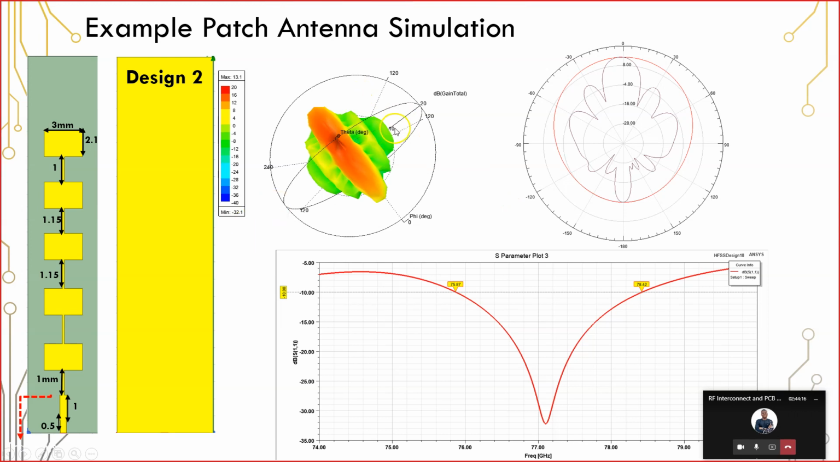So this is a good result for a patch antenna, and if you want, you can go ahead and use this design if you like in your own designs. But this particular antenna example is very typical of what's used in a radar application.